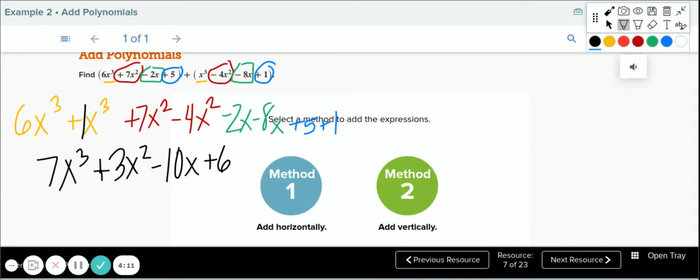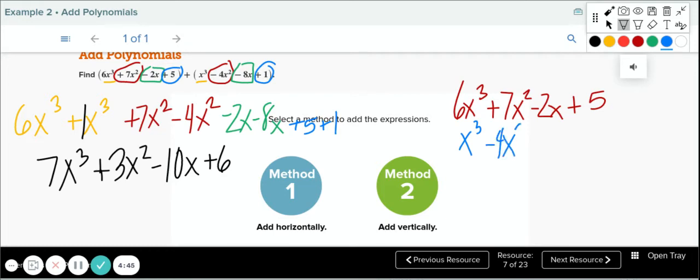Over here, I'm going to do the vertical method. So when you do the vertical method, you want to take the first polynomial and write that out. So the first set of parentheses is 6x to the third plus 7x squared minus 2x plus 5. And below that, I'm going to put the second polynomial, and make sure I line it up with the correct like term. So x to the third, then I have negative 4x squared. Then I have negative 8x, and then I have positive 1. And then I just add those.